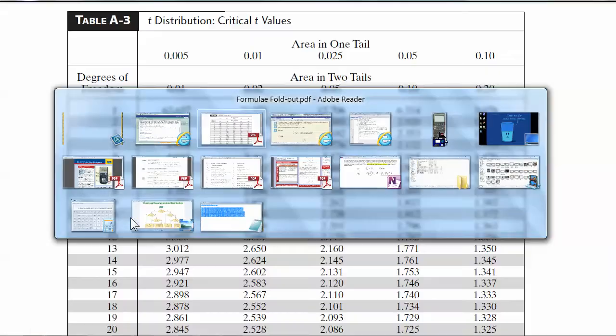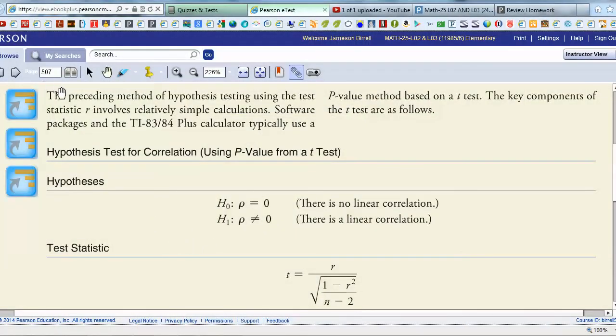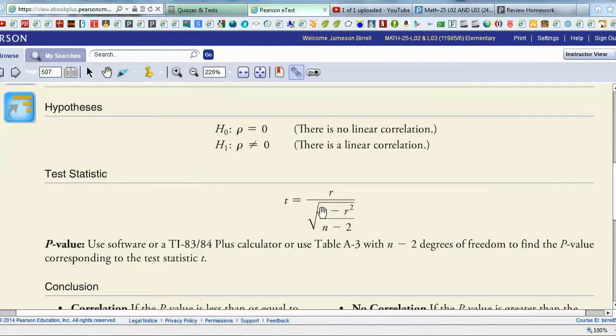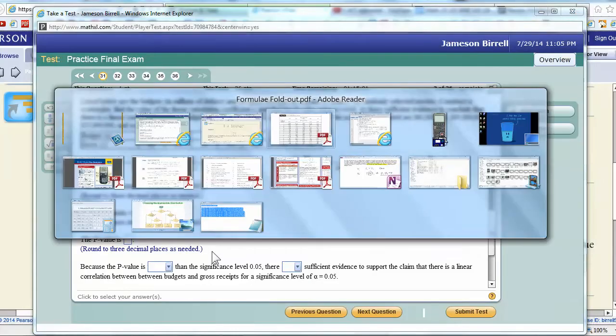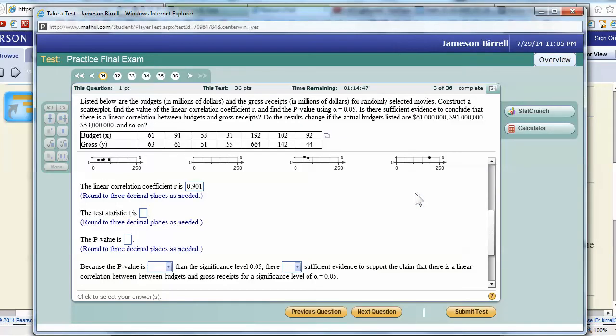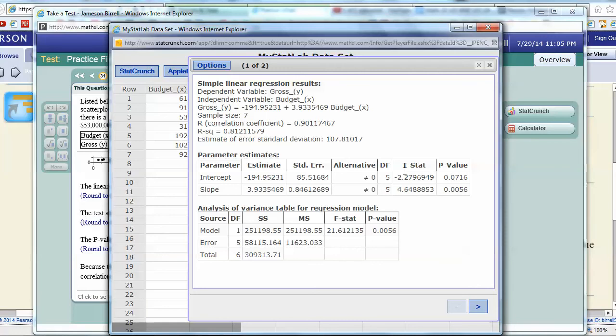So anyway, I'm going to go here. This is page 507, as a reminder. And then it says, you can find the test statistic, or I can use software or the TI-83/84 calculator. I believe it's already calculated when I use StatCrunch. Yeah, so it's under slope here, test statistic 4.6, and I'm not sure how many decimals we're going to go. 3 decimals. Well, that makes sense because usually that's what we do for t-value test statistics, t-scores. So 4.649.